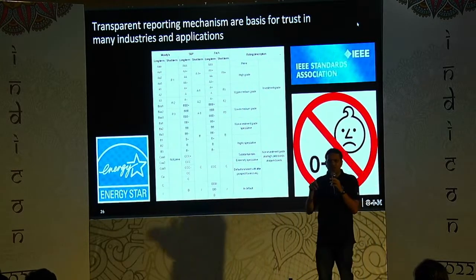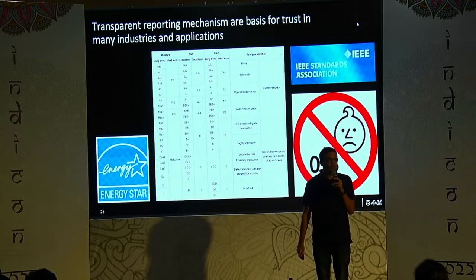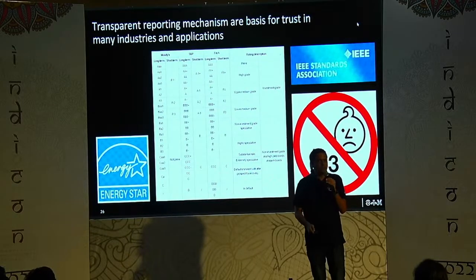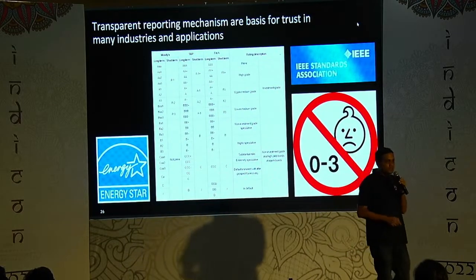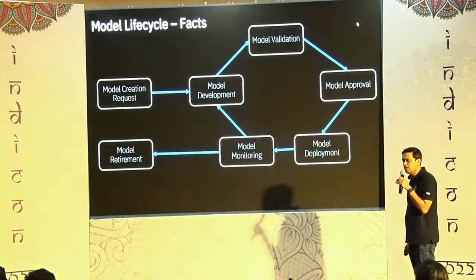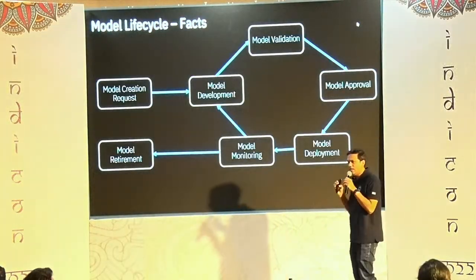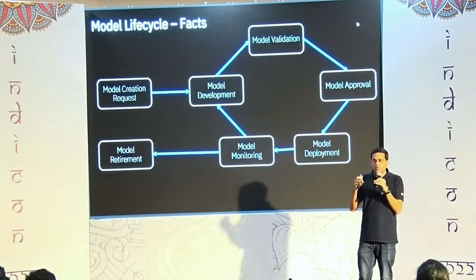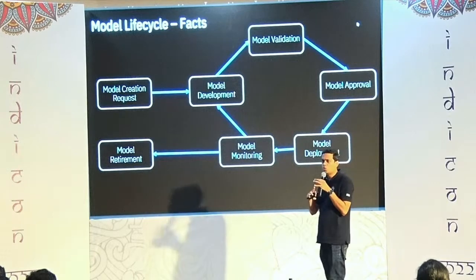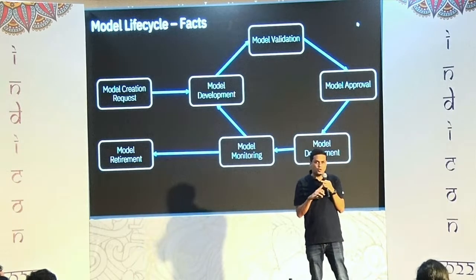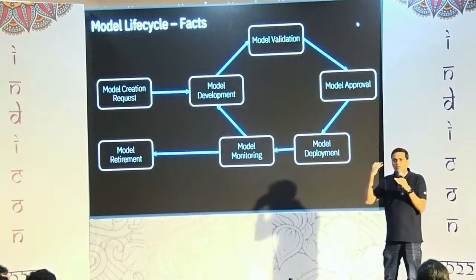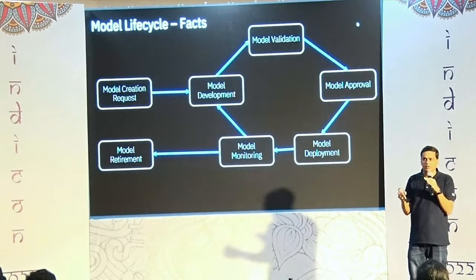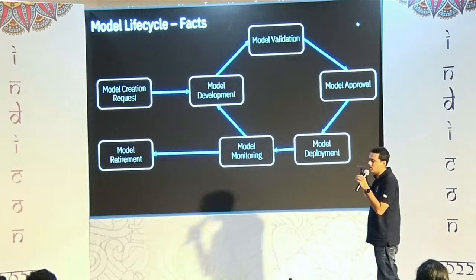The idea behind fact sheets, which is a concept invented by IBM Research, is to have similar standard labels for AI models, where all the information about the AI models will be available in a standard terminology. And you will end up collecting facts about the model at every stage of the lifecycle. So the fact sheet will have information about who requested that model, what the use case was, when it was built, what kind of testing was done, what kind of precision and recall and ROC curve and so on, all of that information will be available in a standard format.